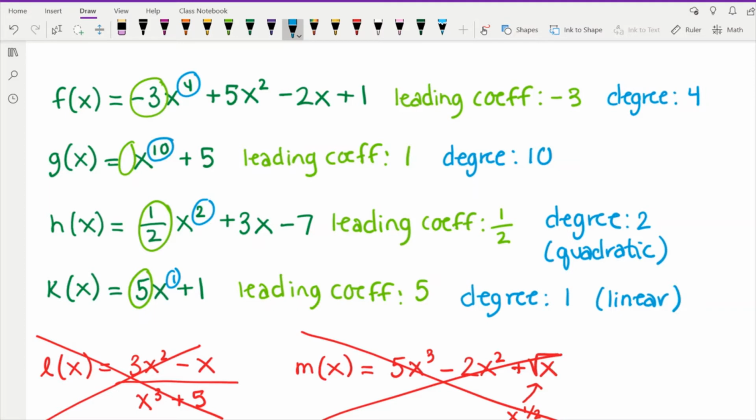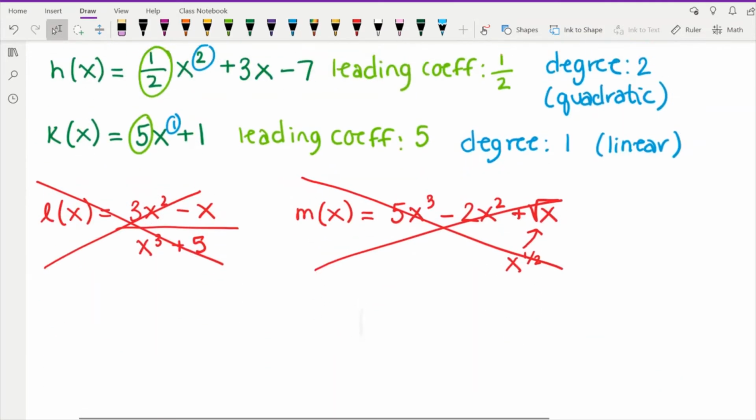And by the way, there are special names. If you have a degree 3 polynomial, that's sometimes referred to as a cubic function. If you have a degree 4 polynomial, that's referred to as a quartic function. And there are names as you go higher and higher, quintic, etc. But for the most part, people usually talk about linear, quadratic, cubic, maybe quartic, and past that, most people would just say degree 5, degree 6, etc.